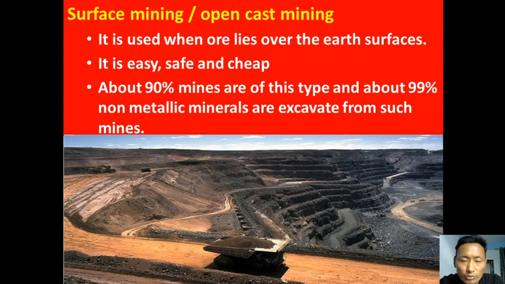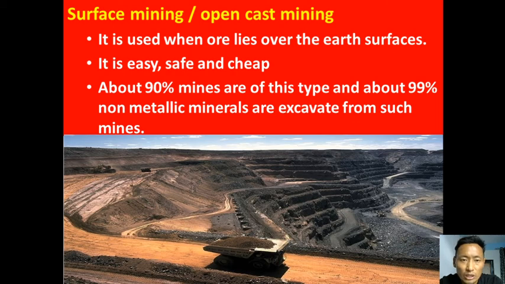As compared to underground mining, surface mining is easier to extract. It is safer. There are no water leakage problems, no poisonous gas problems, and no roof collapse problems. And it is cheaper, because in underground mining we have to dig tunnels. So these are extra expenditures to do mining activities.